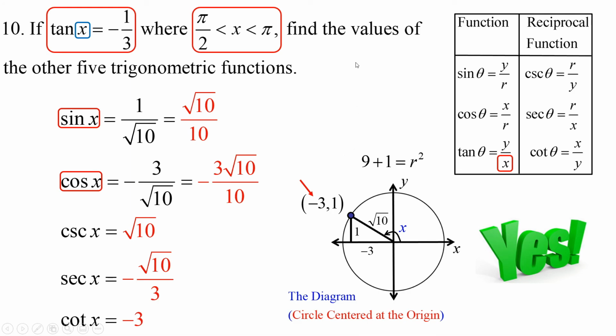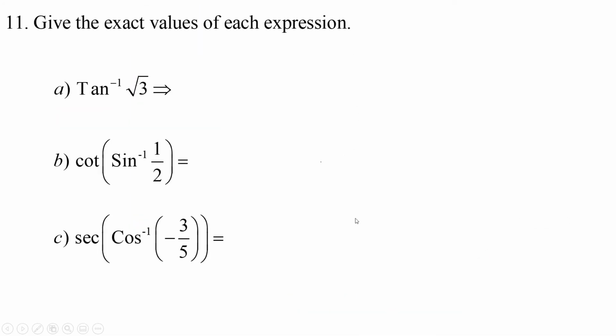Easy. Okay. Number 11. Give the exact values of each expression. Man, they're asking us to do a lot of stuff without our calculator. Inverse tangent of root 3. Now remember, what does this really mean? Inverse tangent means the angle whose tangent is root 3. And that means all I am looking for is that theta. Tangent of this theta is root 3. So I need to know, when does tangent have an output of root 3?